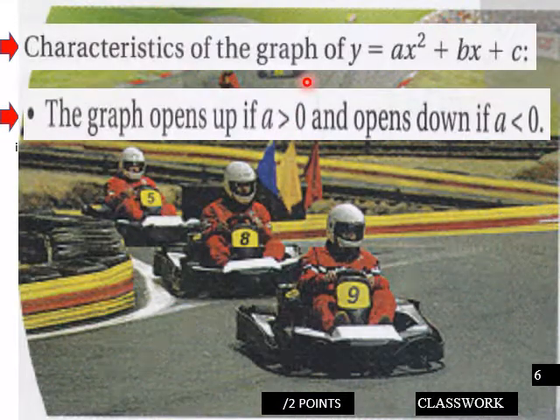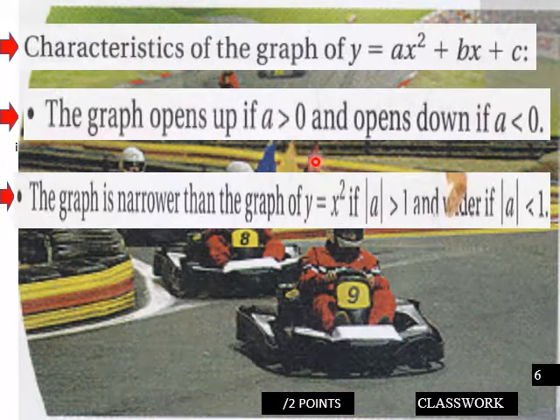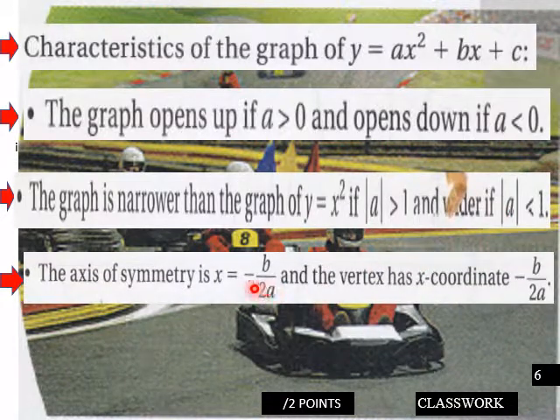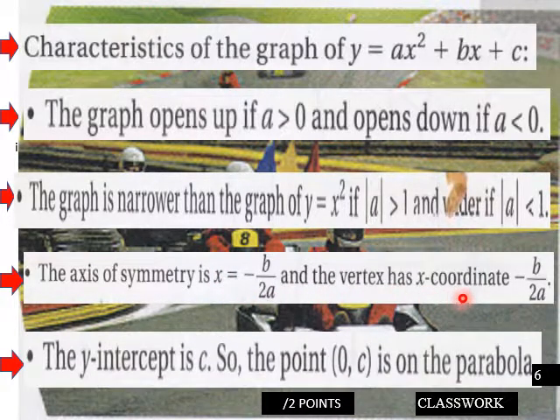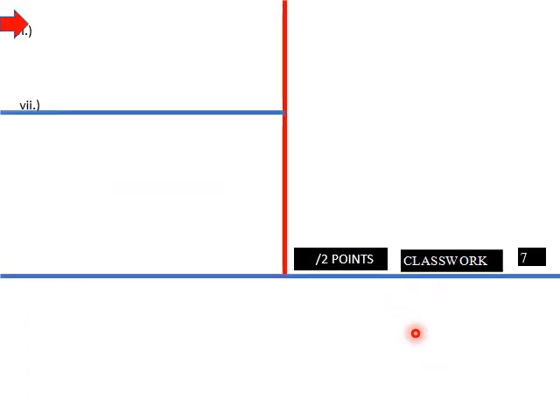More characteristics of this graph: if a is greater than 0, it opens up; if a is less than 0, it opens down. The graph is narrower than the parent graph if the absolute value of a is greater than 1, and wider if it is less than 1. Here's our axis of symmetry: negative b over 2a would equal the x coordinate of the vertex. And the y-intercept is c, so the point (0, c) is on the parabola. When x equals 0, c would be our y on a quadratic.